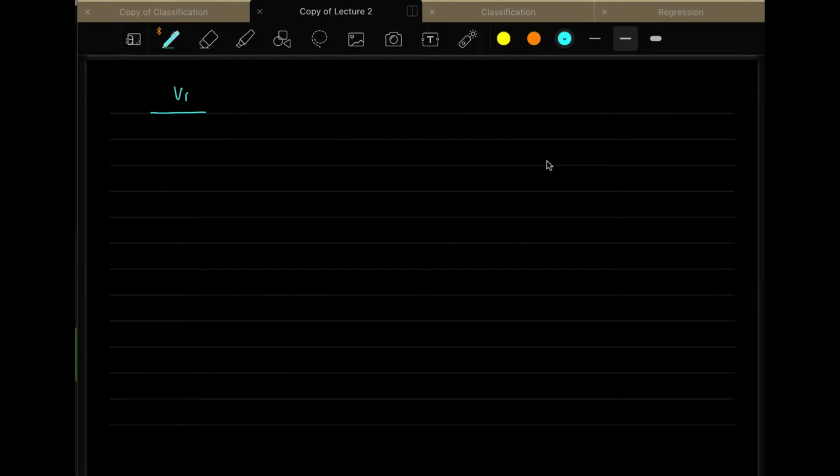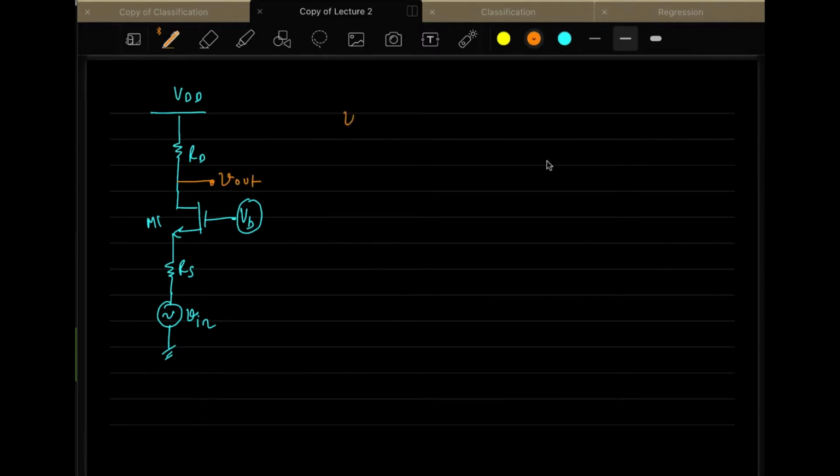So, if you have something like this over here, this is the voltage VB which is applied to gate M1, and this is a constant voltage VB, and then we have RS, and then we have the input source, a small signal input source V in over here. So now what we want is to calculate the voltage gain, which is V out by V in.